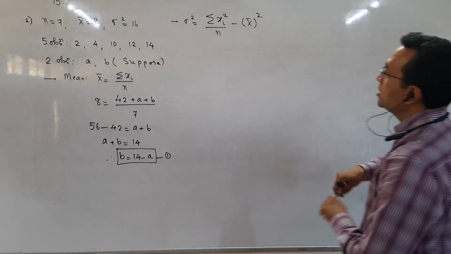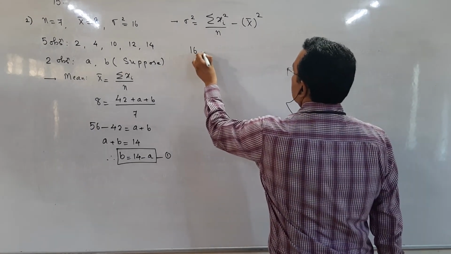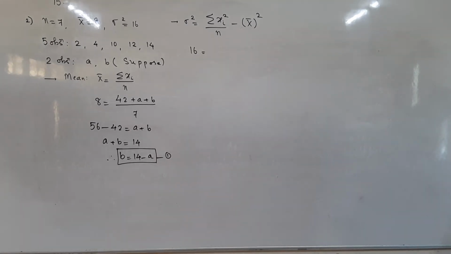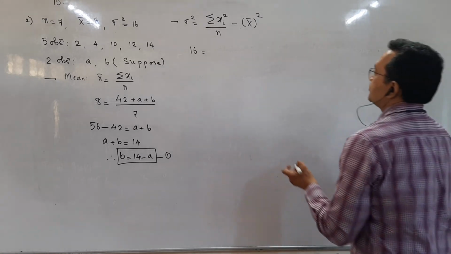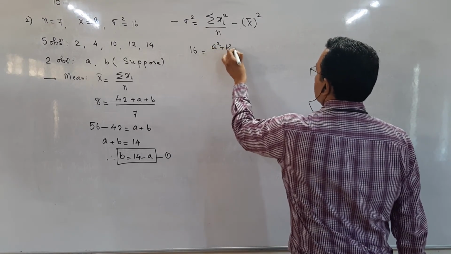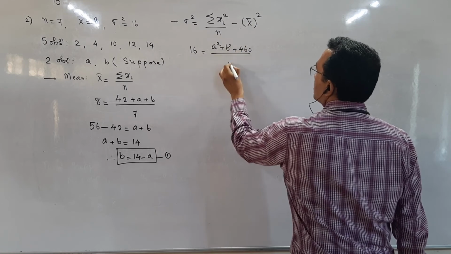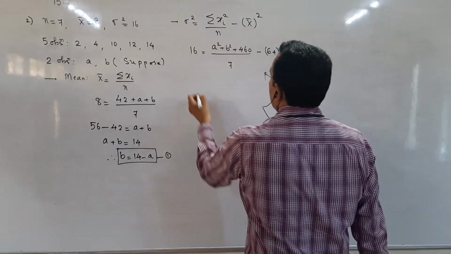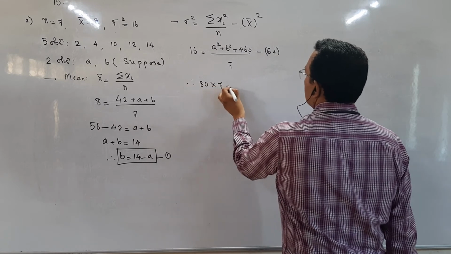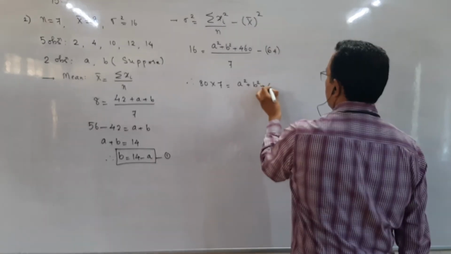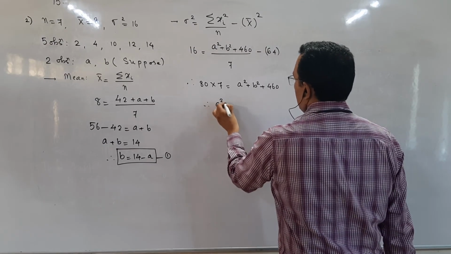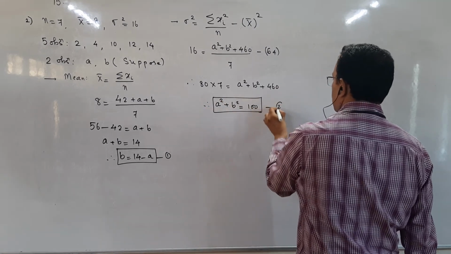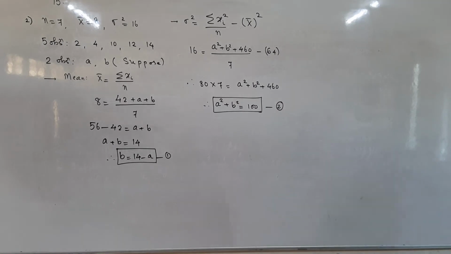Now, students pay attention. Another we get from variance: squaring and adding all these observations, we get A square plus B square plus 460. A square plus B square plus 460 upon 7, minus X bar square, X bar is 8, so 8 square is 64, equals 16. So 80 into 7 will be A square plus B square plus 460. So A square plus B square is equal to 100. This is our result number 2.